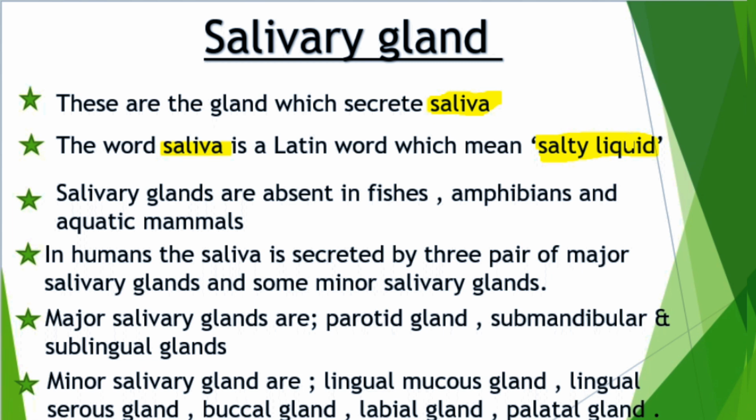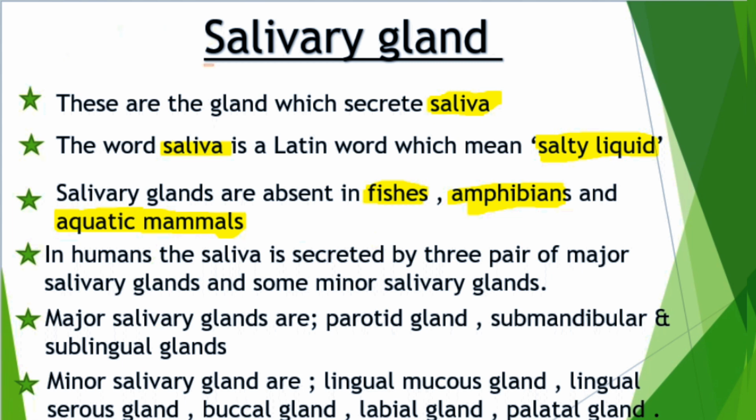If we talk about organisms that don't have salivary glands, the organisms are mentioned here which do not possess them. Salivary glands are basically absent in fishes, amphibians, and aquatic mammals. These include whales, etc., which are aquatic mammals. So these organisms don't have salivary glands.